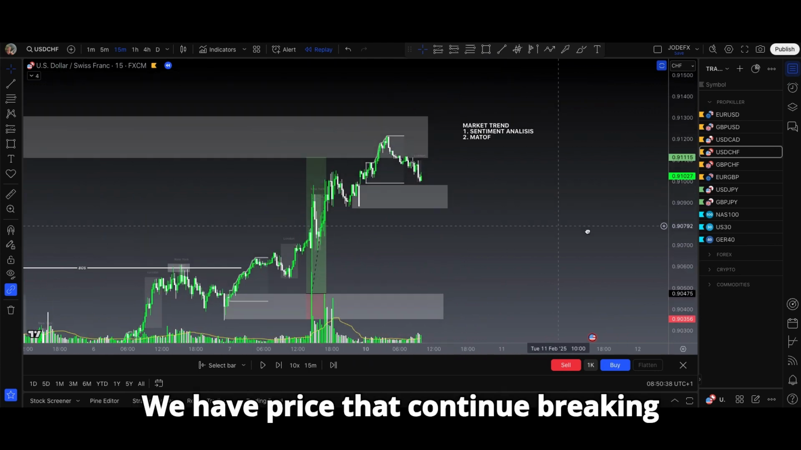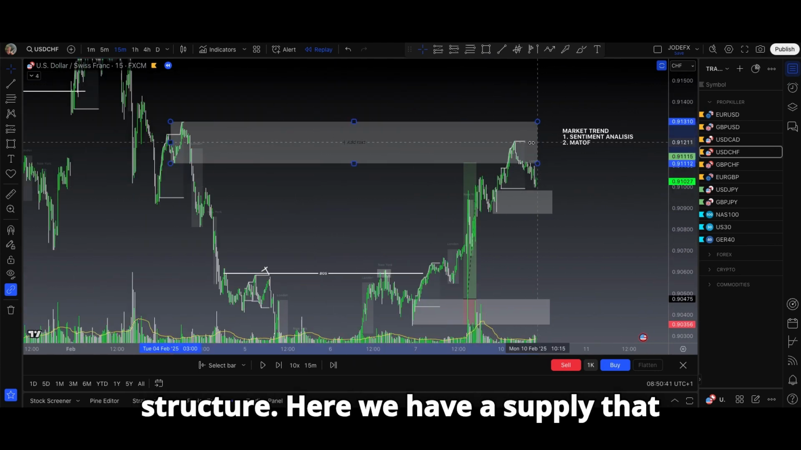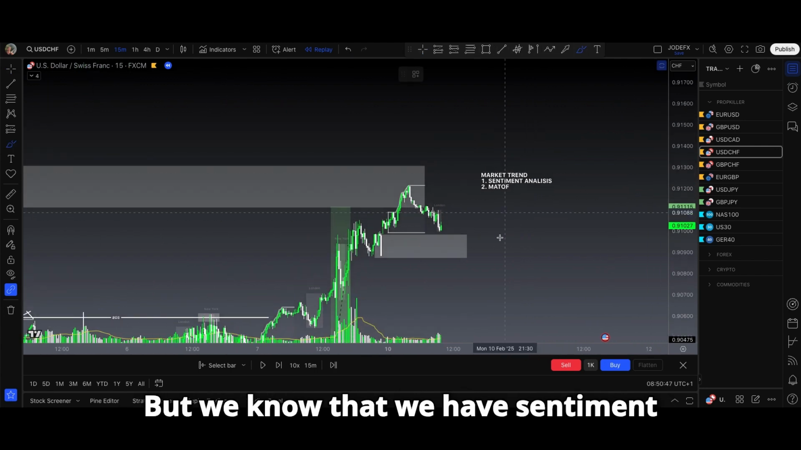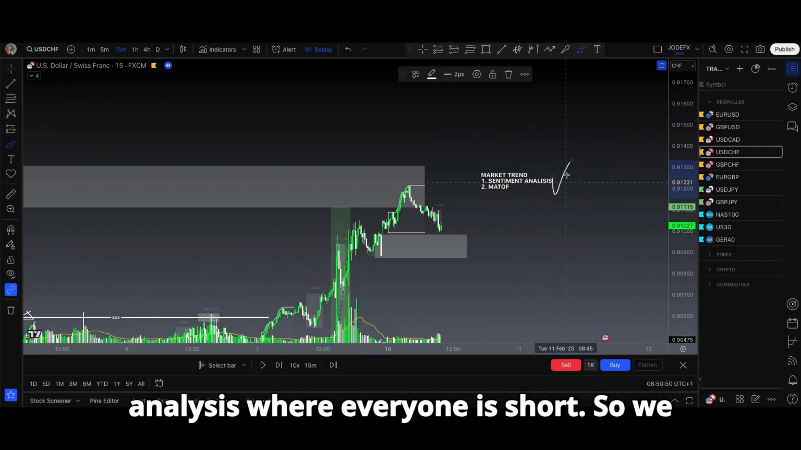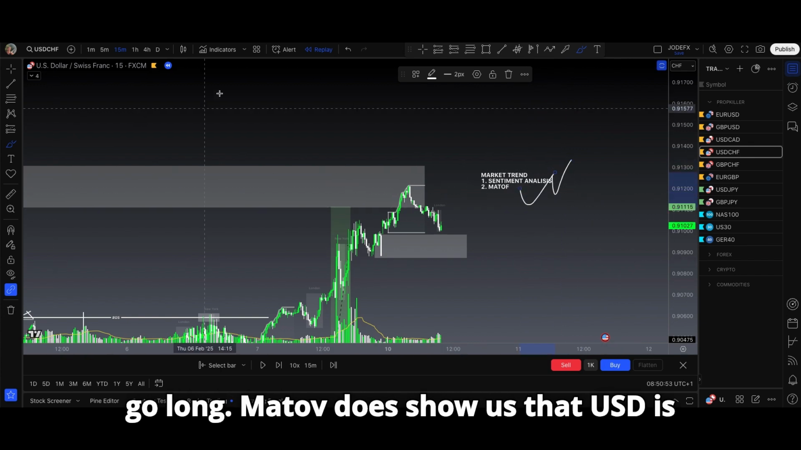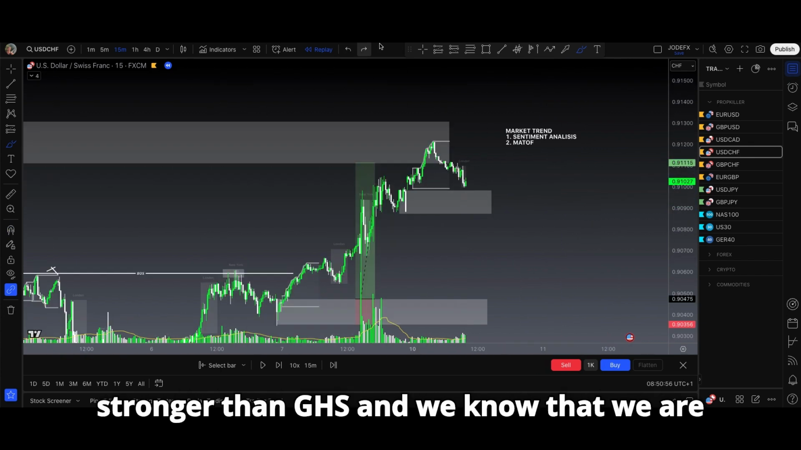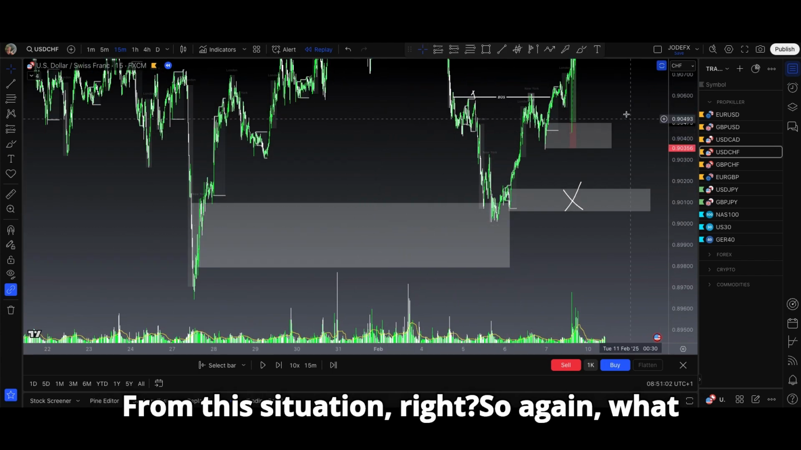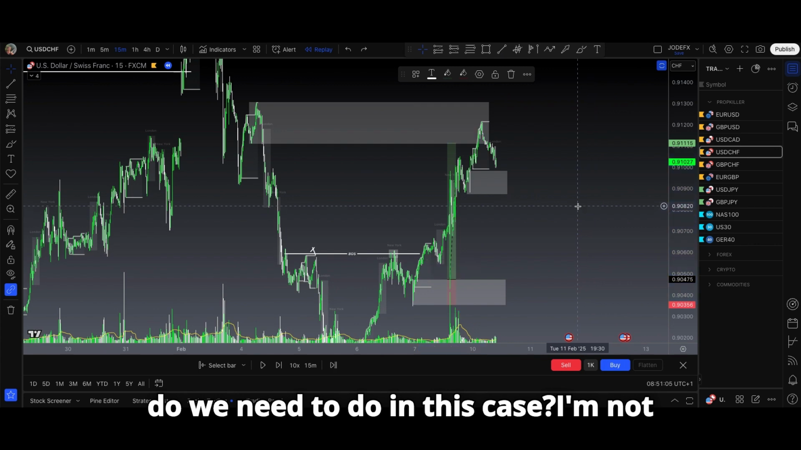We have price continue breaking structure. Here we have a supply that maybe most of people take a short from. But we know that we have sentiment analysis where everyone is short, so we go long. Mataf shows us that USD is stronger than CHF. And we know that we are breaking structure and we are coming from this situation, right? So again, what do I need to do in this case?